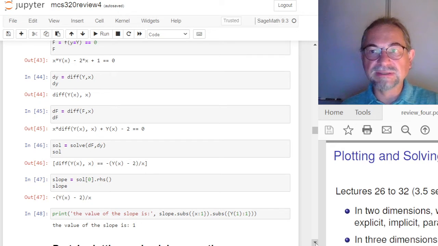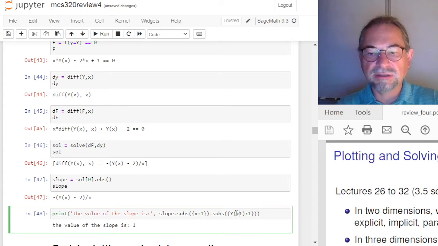Now I'm realizing this could be the point where 9.6, the latest version of SageMath, complains because of the substitution here. It could be that you are forced to write x equals 1. It could be that that is necessary for you to do.